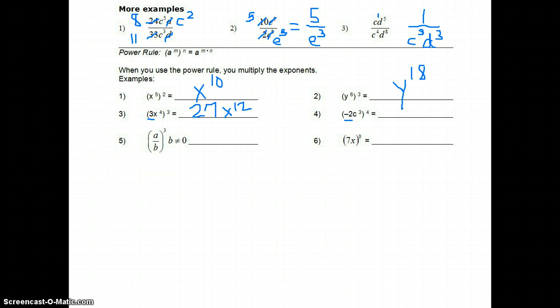Before we use the power rule, we need to evaluate -2 to the fourth power. Now be careful that -2 is in parentheses, and when you raise it to the fourth power, that's multiplying -2 times -2, which will give you a +4. +4 times -2 will give you -8, and then -8 times -2 will give you a +16. And then c would be raised 3 times 4, that would be c to the 12th power.